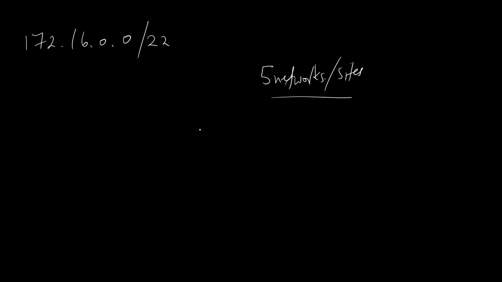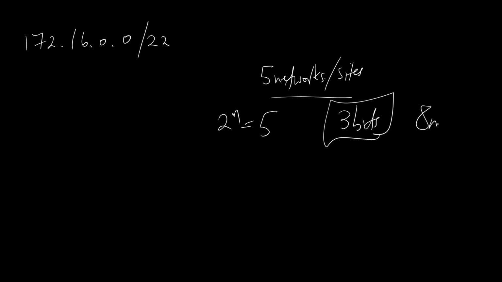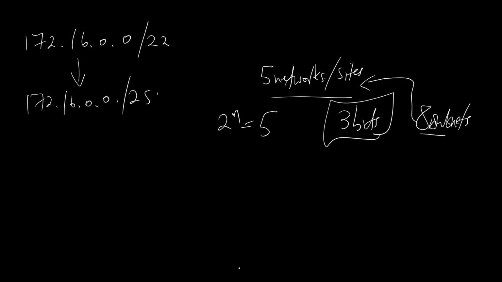If I want to create 5 subnets, 2 to the power of n is equal to 5. It will mean I'll need 3 bits. Right? I'll need 3 bits to create a maximum of 8 subnets, 2 to the power of 3. From the 8, that's where I'll get my 5. Right? So if I borrow 3 bits, what happens to my network? My network will now change to 172.16.0.0/25 because I've borrowed 3 bits.